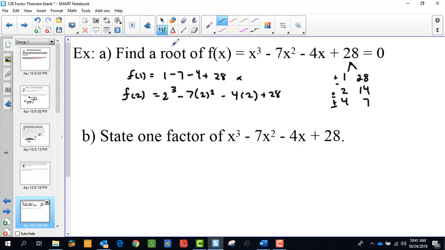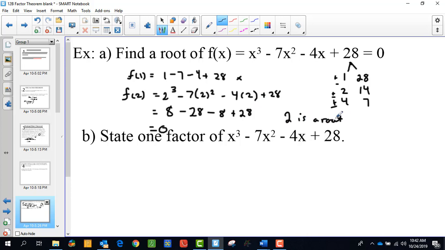So if we do that out, it becomes 2 cubed is 8. This becomes 28. This becomes 8. And this is still plus 28. And you notice that is 0, because 8 minus 8 and 28 minus 28. So that means that 2 is a root.